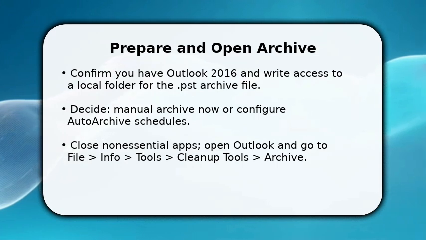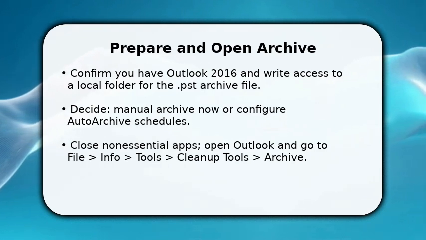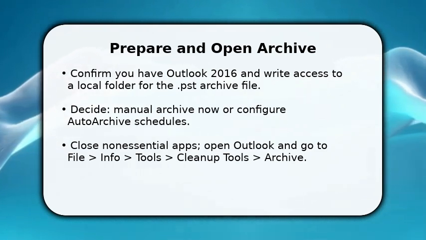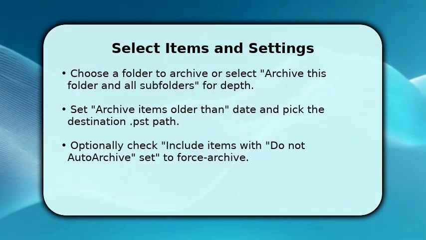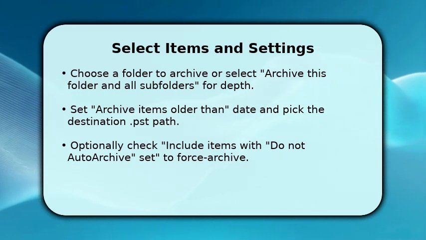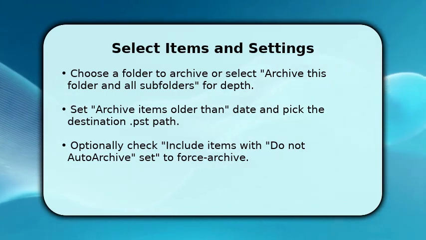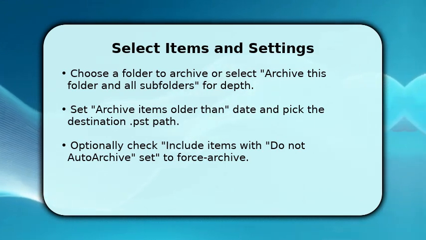Then navigate to File, Info, Tools, Cleanup Tools and choose Archive to open the Archive dialog and begin selecting what to move. Now select the specific mailbox folder you want archived. You can choose the entire mailbox route to include subfolders if needed. Next, set the archive items older than date to control which messages move. Older than 6 months is common.